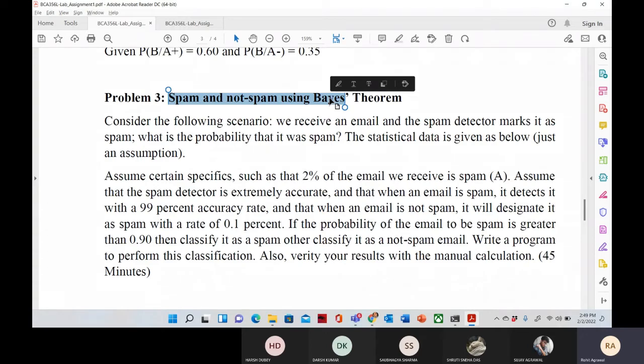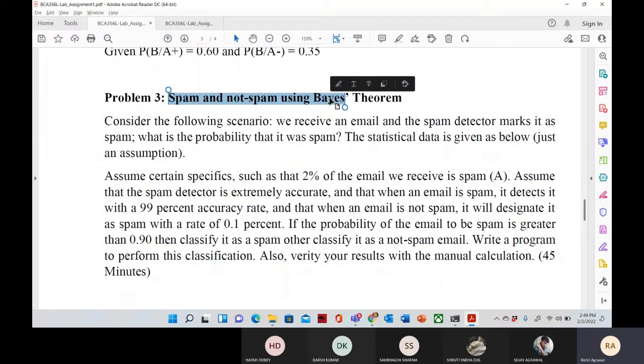It is just an example of Bayes theorem, and not exactly Bayes. There are a lot of algorithms for spam classification, whether it's spam or not spam. So what we are doing here, based on the content, I'm not giving you the exact content, I'm giving you the probability here.